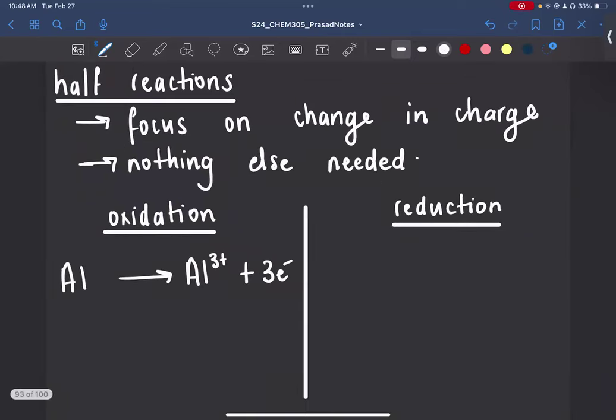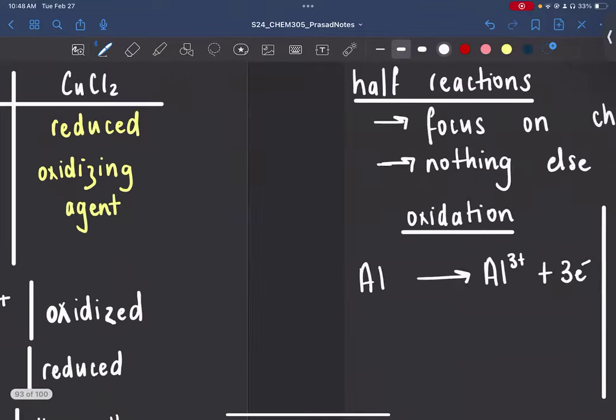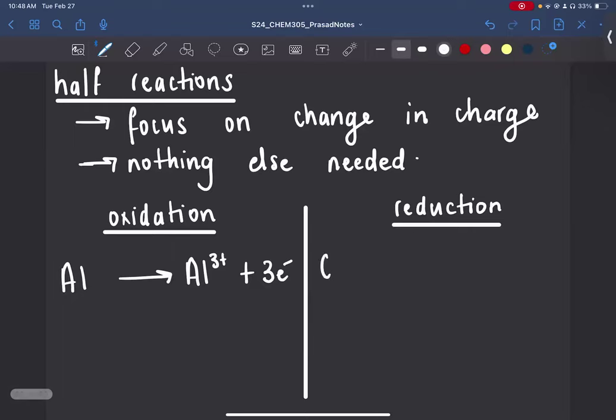For the reduction, it's the same idea. Over here, we already noted it down, reduction is the copper 2 plus turning into copper neutral. We've already discussed that reduction is gain of electrons. So in this case, will the electrons be on the reactant side or the product side? The reactant side.